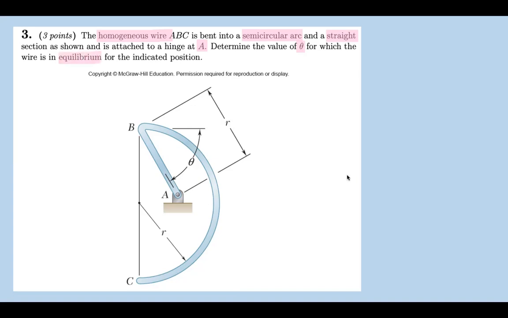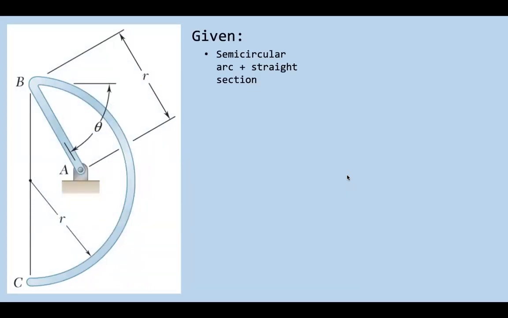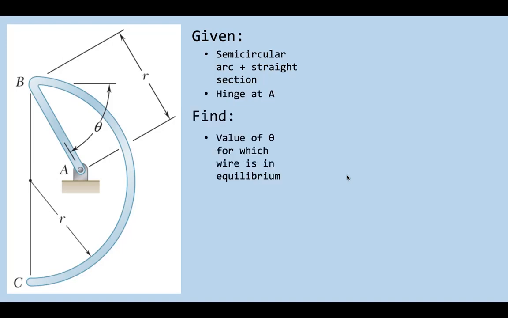Equilibrium here is a key word because that means that the sum of the moments about A must be equal to 0. Here's the problem statement again, and the problem diagram. We are given that the semicircular arc plus the straight section forms the total wire, the hinge at A, and we want to find the value of theta for which the wire is in equilibrium.